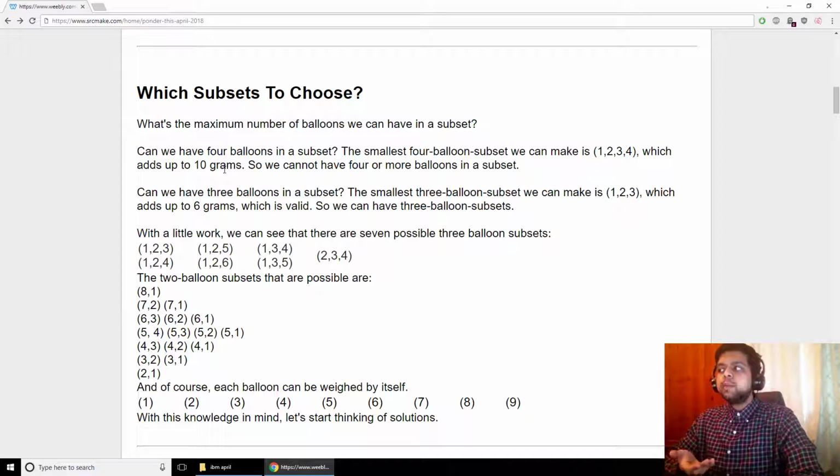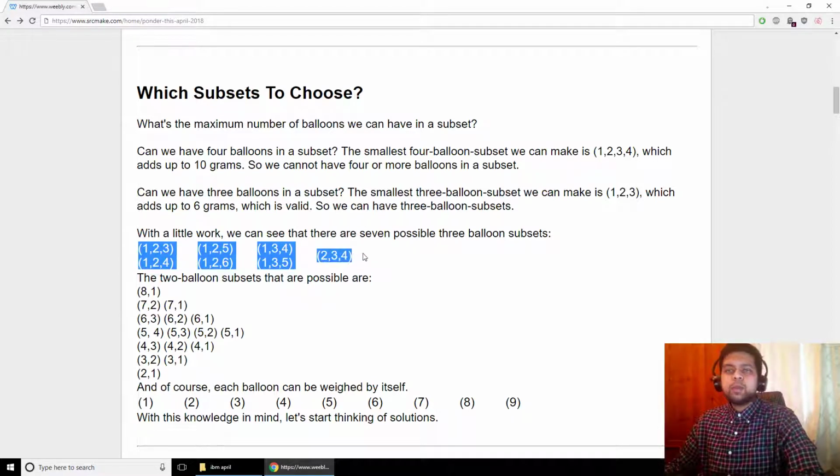The maximum amount of balloons we can have in a subset, which we saw before, is 3. We can have 3 balloons. So we saw 1, 2, 3 before, and that weighed 6 grams, which was lower, so that works out. And if you do a little bit of work, you can see that there are 7 possible 3-balloon subsets, which are right here on the page. You can have 1, 2, 3, 1, 2, 3, 4, etc., etc. These balloons all work out for 3-balloon subsets.